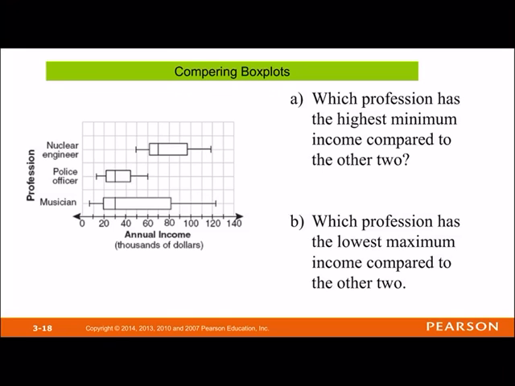So you can be given multiple box plots at one time and you can be asked to compare what's going on here. So if you look at those 3 box plots on the left, it says which profession has the highest minimum income compared to the other 2. So if we're looking at the minimum income, again, we want the dot that's furthest to the left. So there's the minimum, and it wants to know which one has the highest minimum. So that one is the one that has the highest minimum. So that would be for a nuclear engineer.